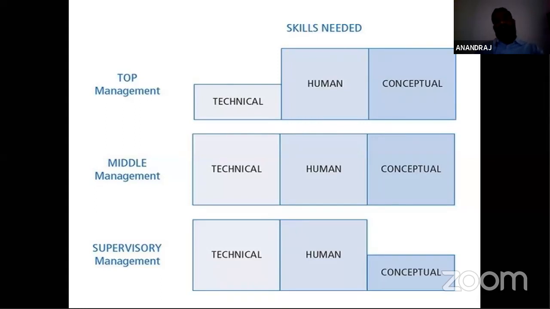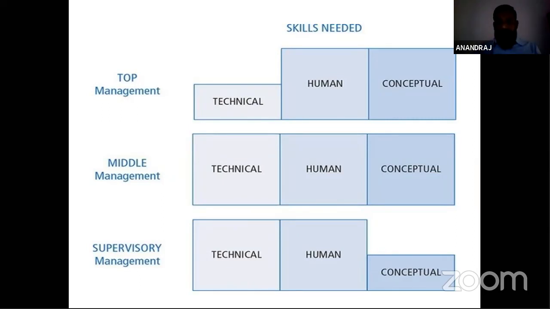But after 10 years, after 20 years, now in the top level, I will be focusing on the human skill and conceptual rather than the technical skill. I don't need to know the entire skill set of Java. I only know what the Java platform is, or in what way Java helps. That's enough. Only 50% is enough. And human and conceptual skills are 100% important for the top level people.